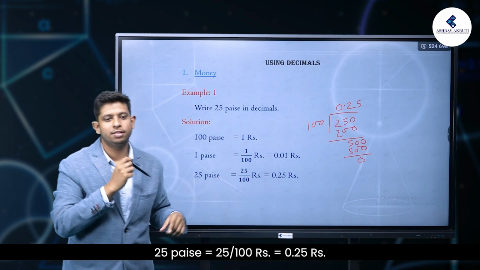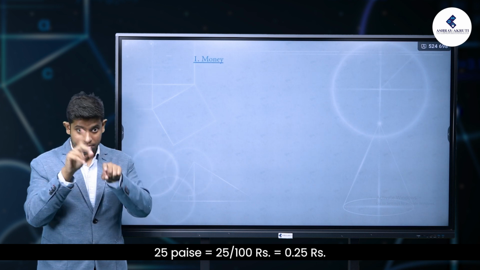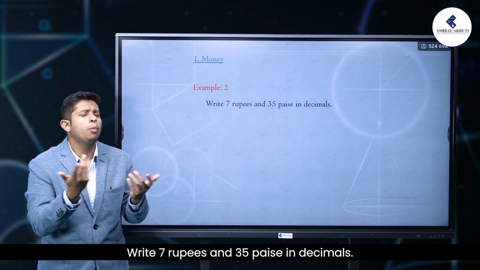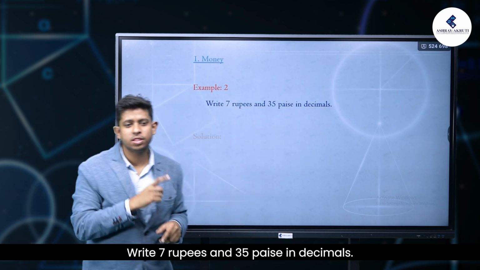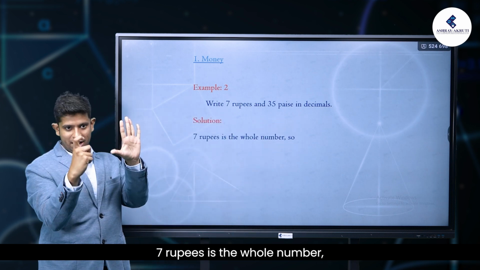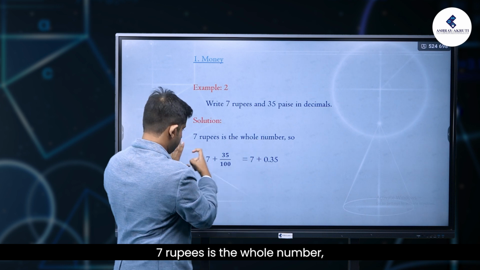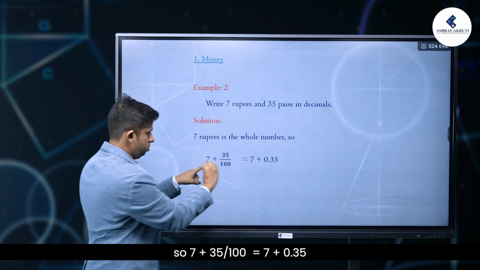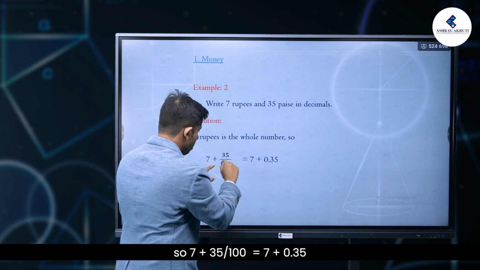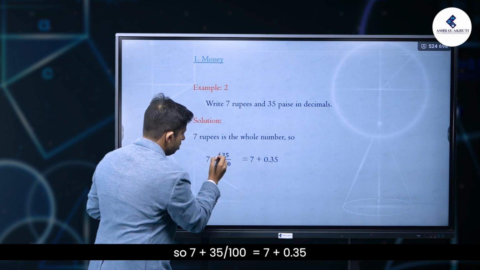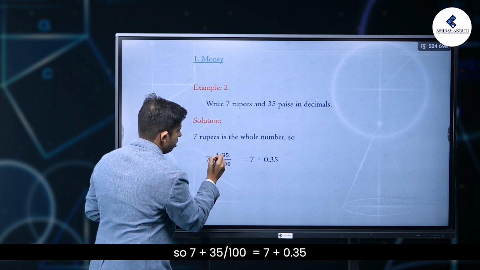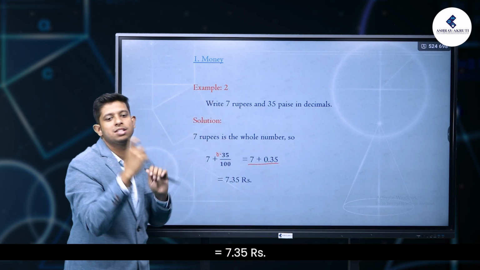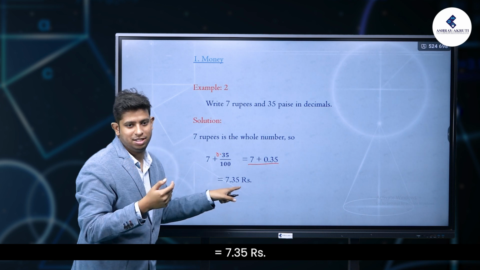Example. Write 7 rupees and 35 paise in decimals. Solution. 7 rupees is the whole number. So, 7 plus 35 by 100 is equal to 7 plus 0.35, which is equal to 7.35 rupees.